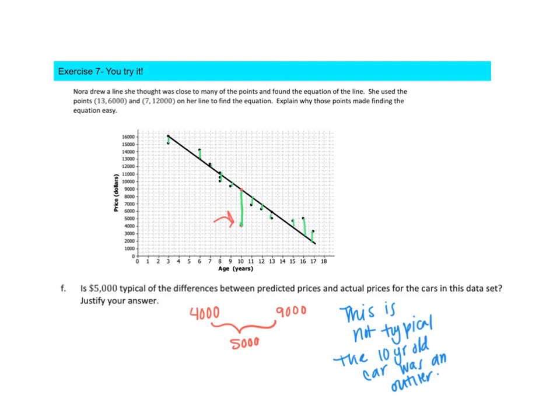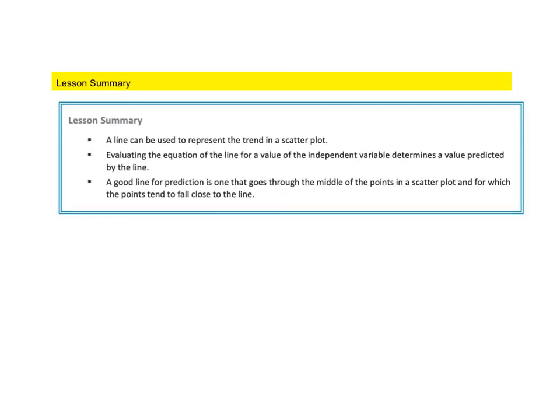Moving on. Let's close this lesson out. To summarize our lesson, a line can be used to represent the trend in a scatter plot. Evaluating the equation of a line determines a value predicted by the line. And a good line for prediction is one that goes right through the middle of the points in a scatter plot and which all of the points tend to fall close to. Okay, let's go ahead and go over our exit ticket.